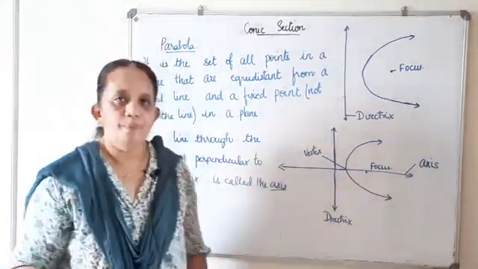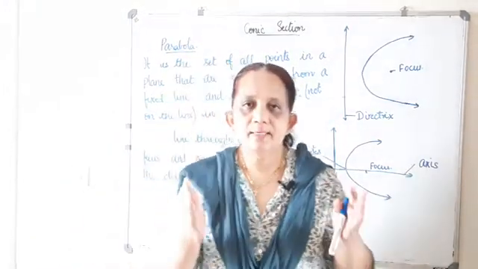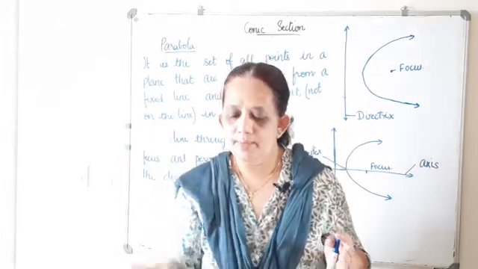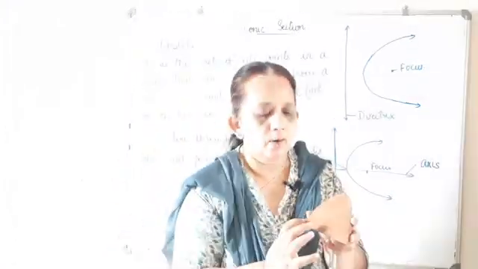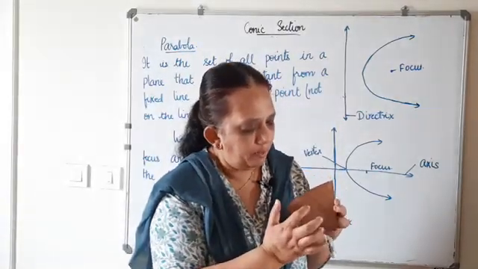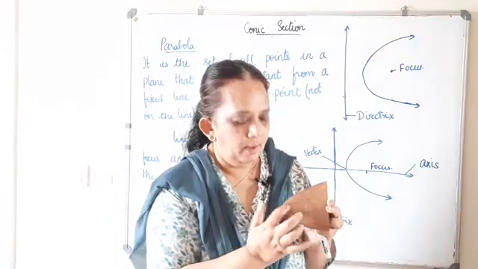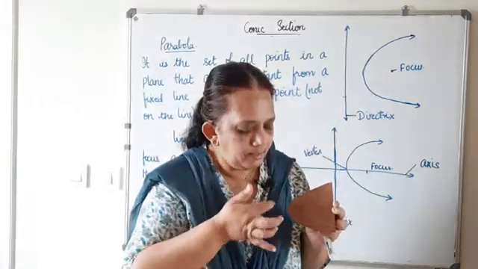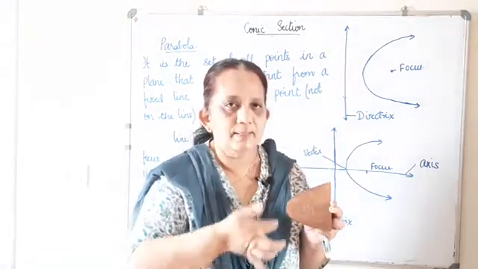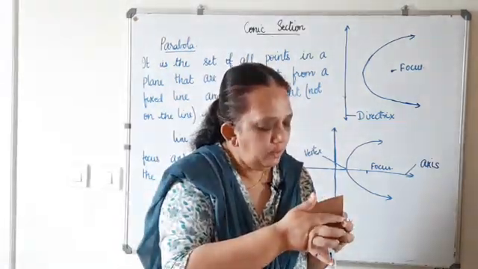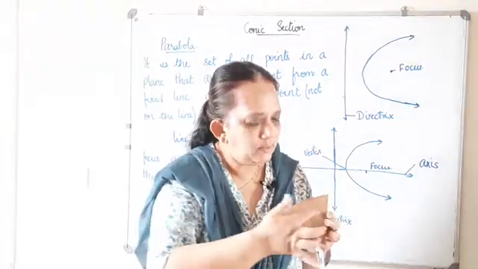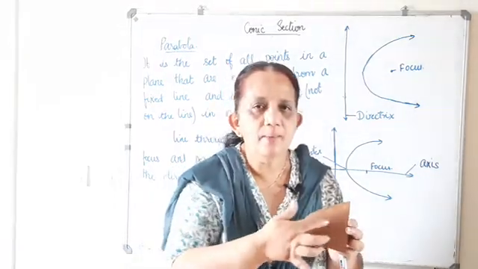So a parabola is obtained by slicing a right circular cone parallel to the generator. You get the conic section, and this conic section is called the parabola. Here you have the focus, a line, the directrix, with the focus not on it, and the line passing through the focus perpendicular to the directrix is called the axis of the parabola.